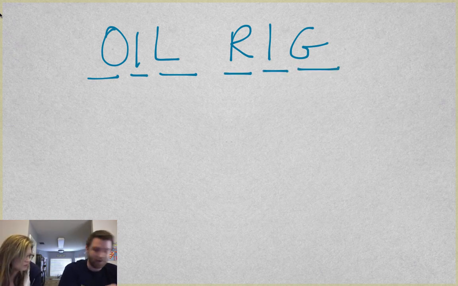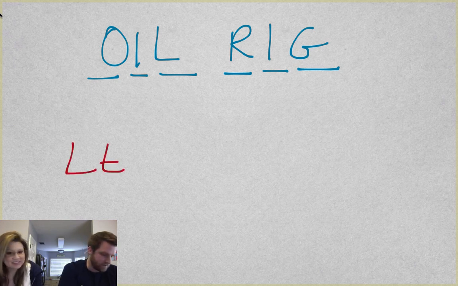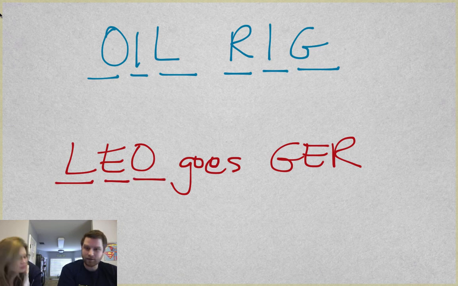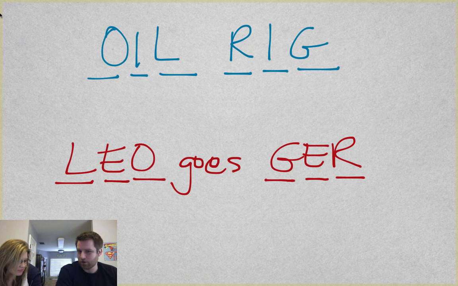But my personal favorite is LEO goes GER. That means lose electrons oxidized, gain electrons reduced. LEO goes GER. I like that one better too. Perfect. Now you got it.